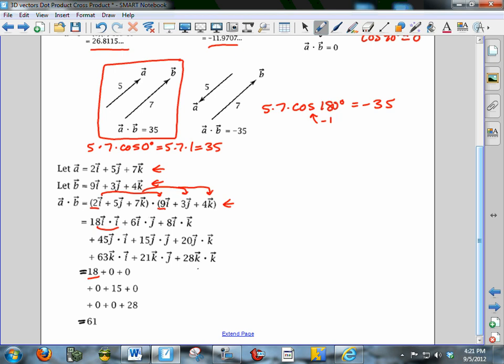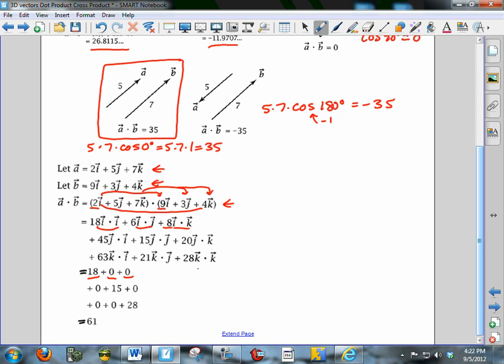When I do 2i times 3j, it's 6 times i dot j. Well, i dot j is equal to 0 because those are perpendicular vectors and their dot product is 0 because the cosine of the angle between them is 0. So that's just 0. When I do 2i times 4k, I get the 8 times i dot k. Once again, i and k are perpendicular to each other, therefore their dot product is 0.